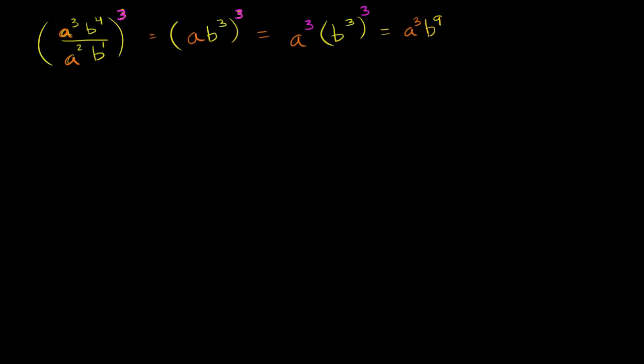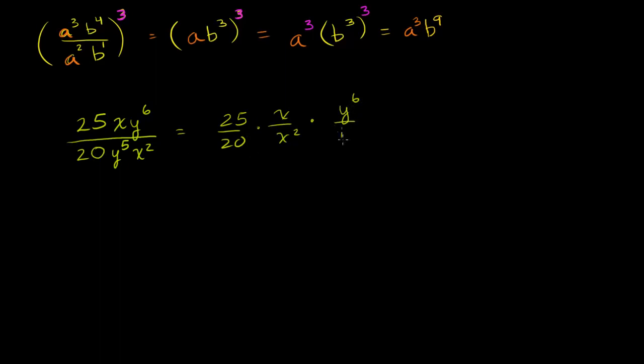Let's do one more of these, because I think they're good practice and super valuable experience, I think, later on. Let's say I have 25 x y to the sixth over 20 y to the fifth x squared. So once again, we can rearrange the numerators and the denominators. So this you could rewrite as 25 over 20 times x over x squared. Right? We could have made this bottom 20 x squared y to the fifth. It doesn't matter the order we do it in. Times y to the sixth over y to the fifth.